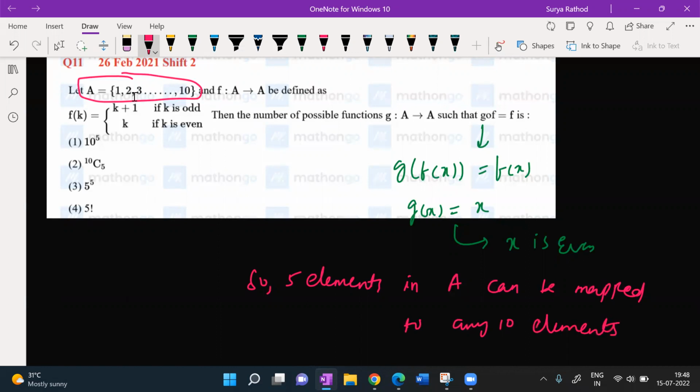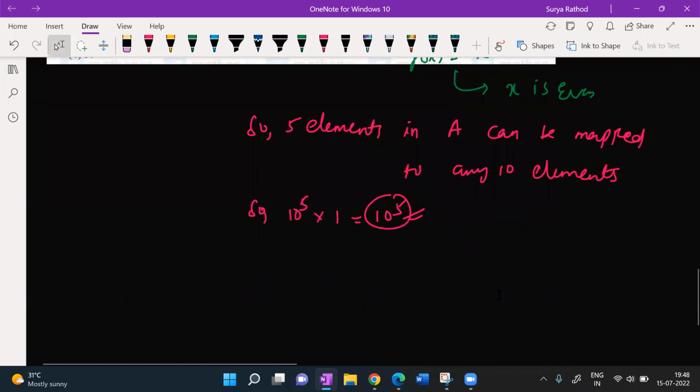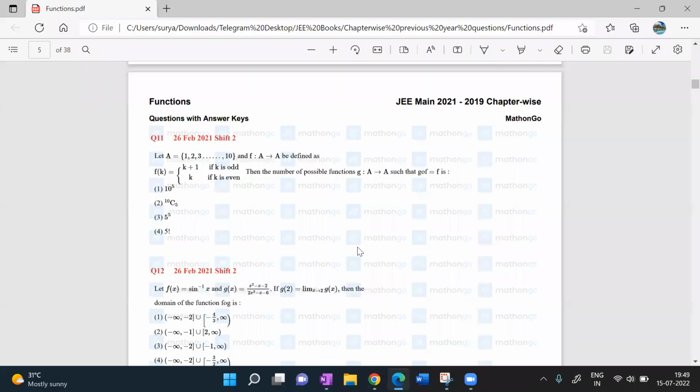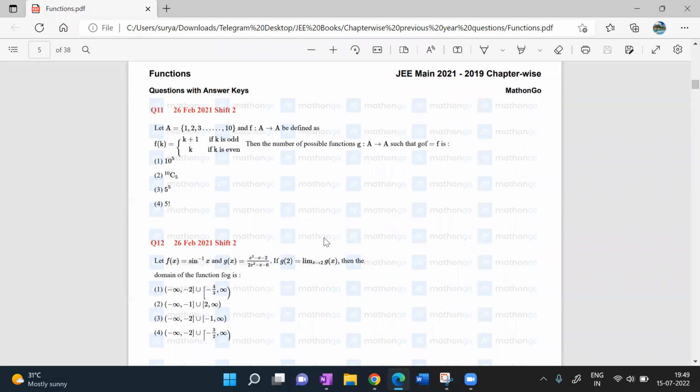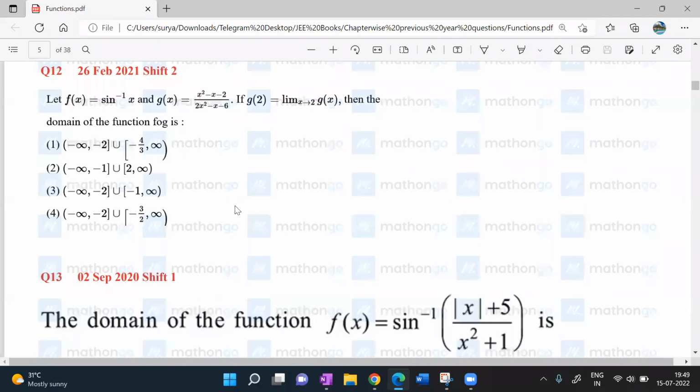Is that clear? So what can we say now? Can I say 10 to the power of 5 into 1? 10 to the power of 5? Of course, option A is correct. Very simple question, guys. Next. Solve this question. This is a very good question.